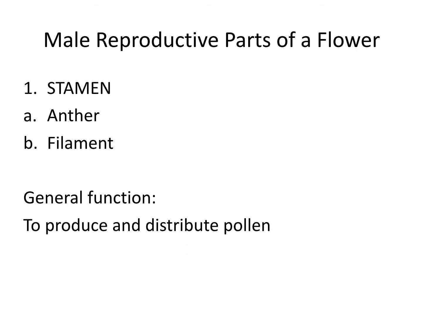You notice this in springtime when the cars turn yellow. A lot of you have allergies to this. Those pieces of pollen are produced by the male, being distributed into the air, trying to get to the female reproductive parts of a flower. So the male, overall, is called the stamen. There are two parts to it, the anther and the filament, and its general function is to produce and distribute pollen. That's what you're going to include in that box below the 1AB.